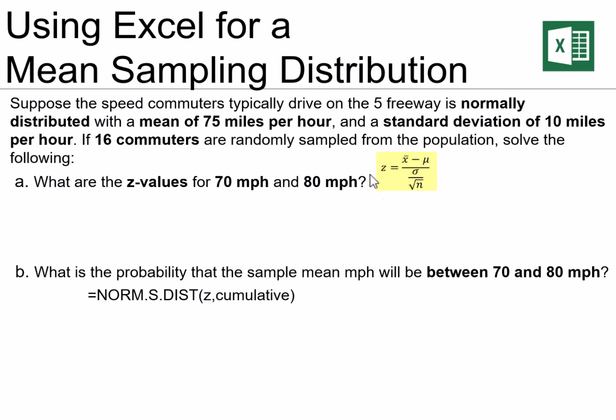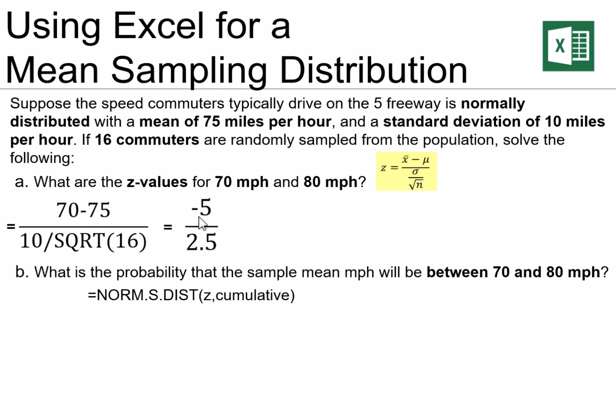So here's our formula for z, and we're going to go ahead and plug in the values from the problem. In the numerator, we're calculating our sampling error. So we're going to take 70 miles and then subtract the mean of 75 miles per hour. And then the denominator, this is our standard error. So we're going to take the population standard deviation of 10 miles per hour, and then we're going to take the square root of our sample size.